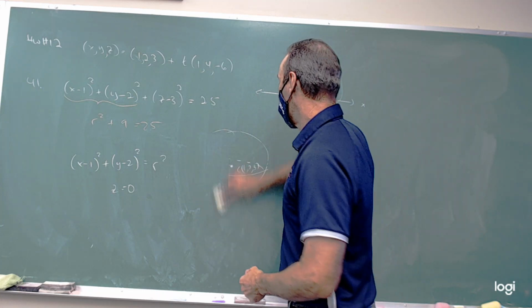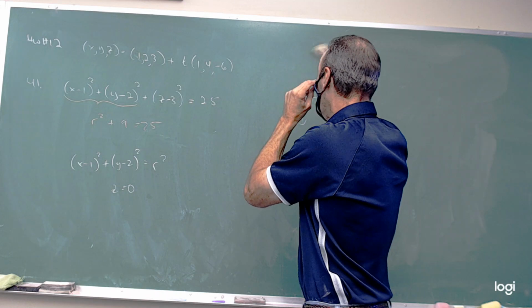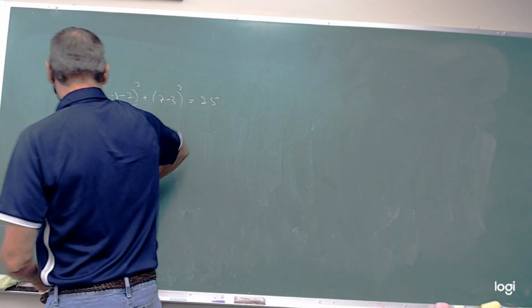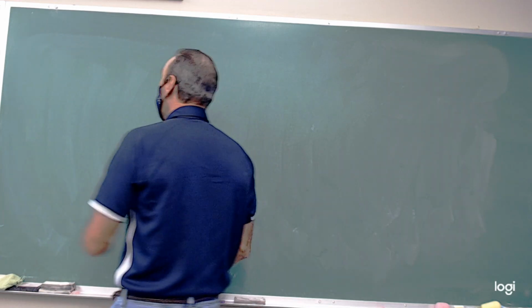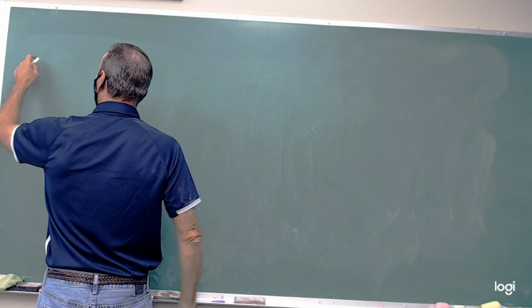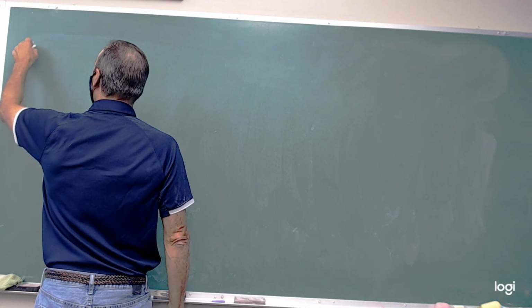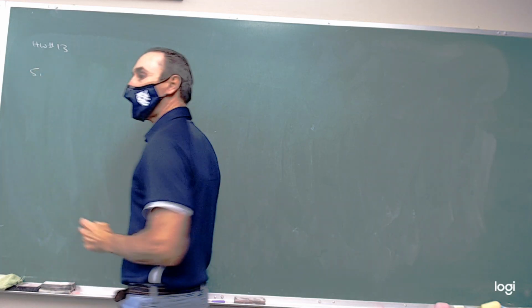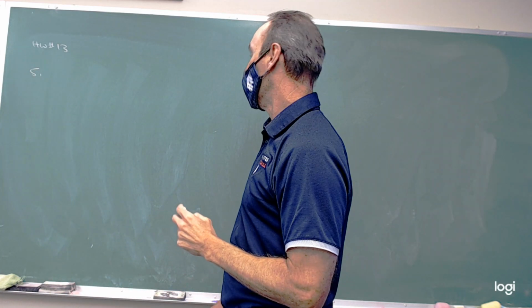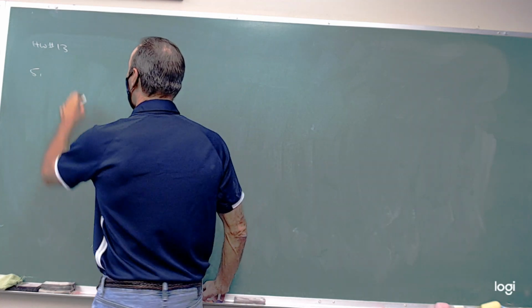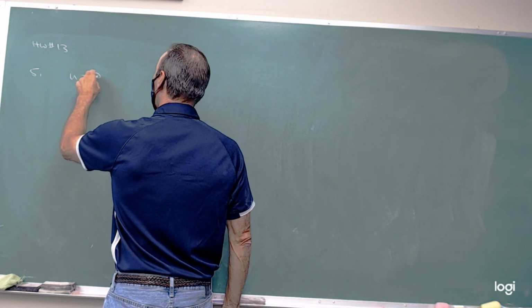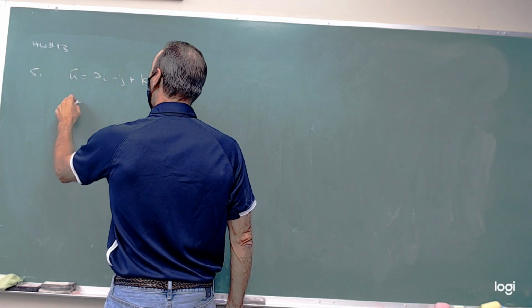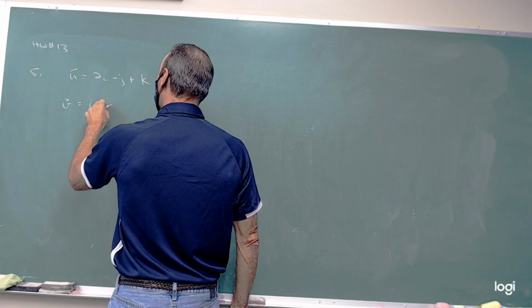Yeah. Crazy. And what else we wanted to talk about was the 2i minus j plus k stuff. Okay, and do you remember which one that is? Yes, that's homework 13, number 5. It gave us u is equal to 2i minus j plus k, and v is equal to i minus k.